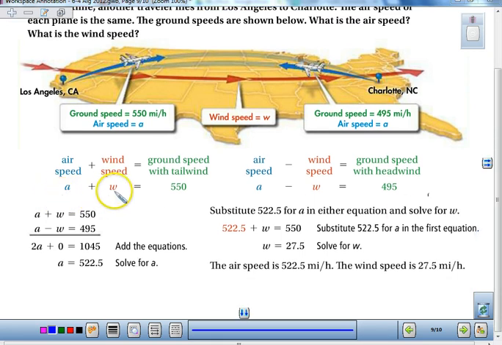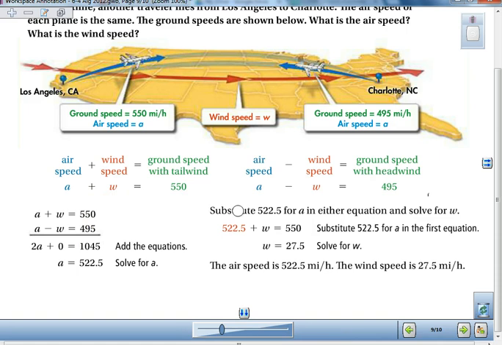So A plus W equals 550. They were traveling at 550 miles an hour. But on the plane that left Charlotte, going from the east to the west, A minus W is 495. So in both these equations, these are perfect equations for substitution. And we could substitute. The other thing you could do is, for me, I think it actually makes even more sense to simply add the two together.